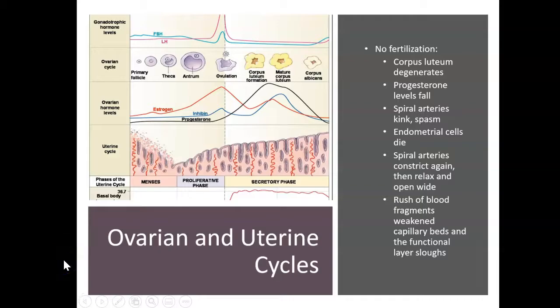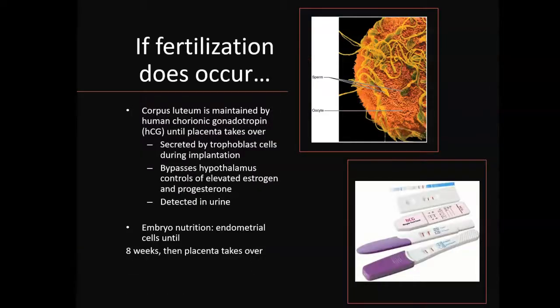If fertilization occurs, the corpus luteum, which is maintained by a hormone called human chorionic gonadotropin, will be maintained. It'll keep that corpus luteum from disintegrating, like I said, until the placenta takes over. This is the chemical that is tested for using a pregnancy test. They're testing for the presence of this HCG hormone in order to see if pregnancy has occurred. That pretty much summarizes the physiology and the hormone activity involved in the female reproductive cycle.